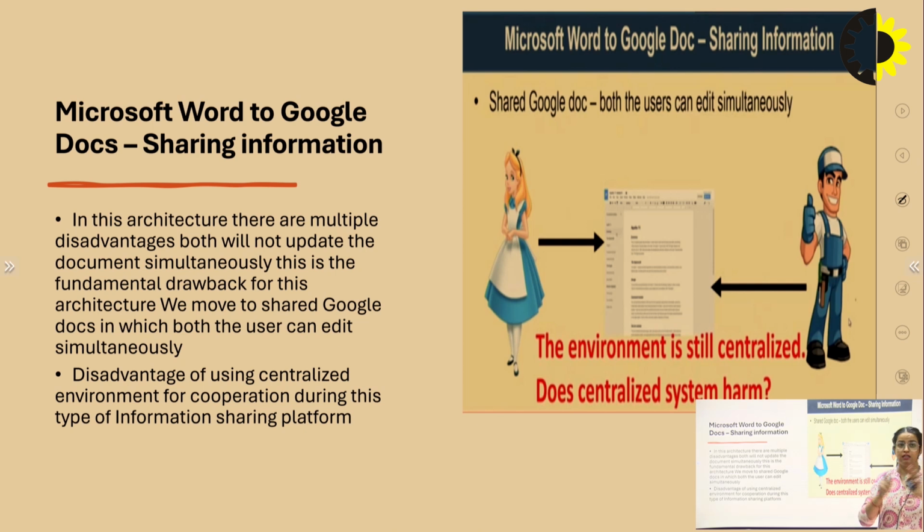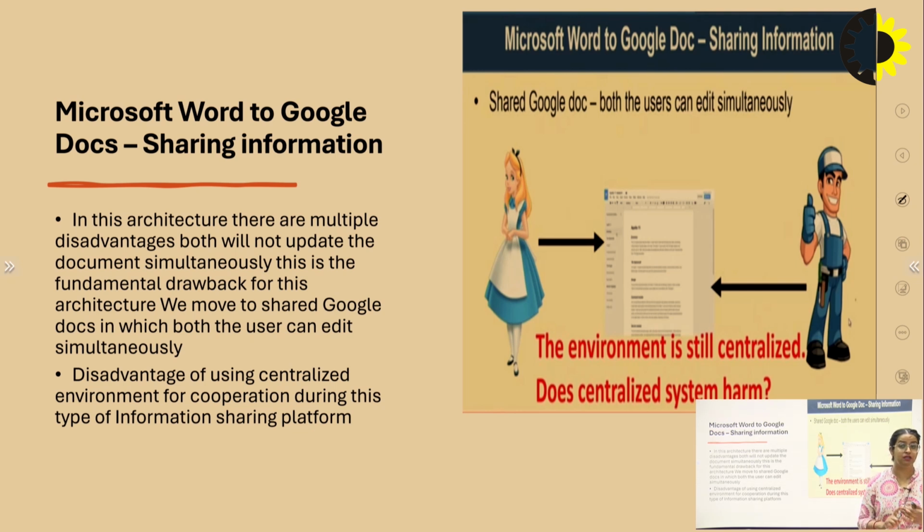There is a centralized system, that means it works on a centralized system, and both are sharing the same system and editing with each other. In this architecture, what is the problem? Both will not be able to update the document simultaneously. This is the fundamental drawback of the architecture. That means we move to shared Google Docs in which both users can edit simultaneously.